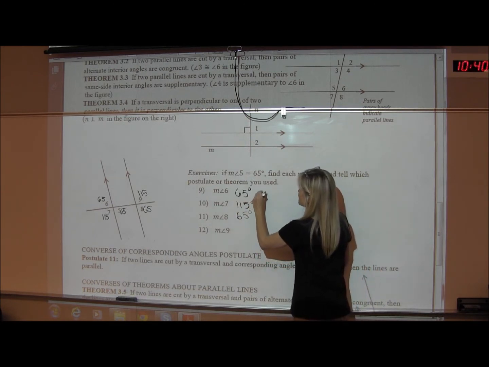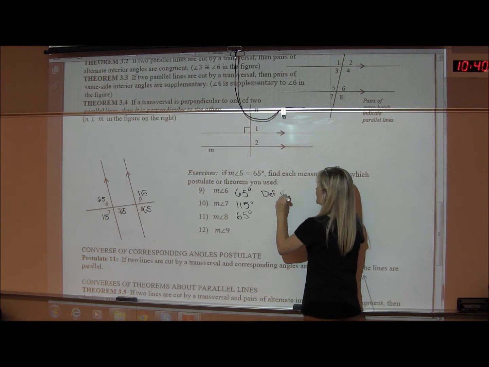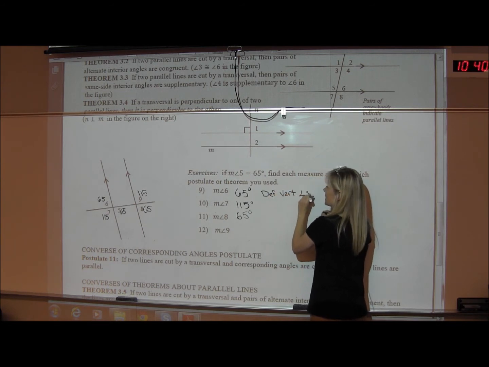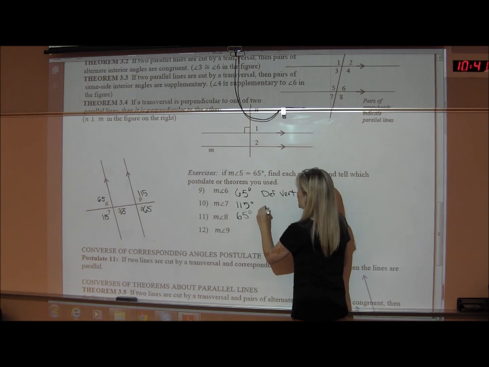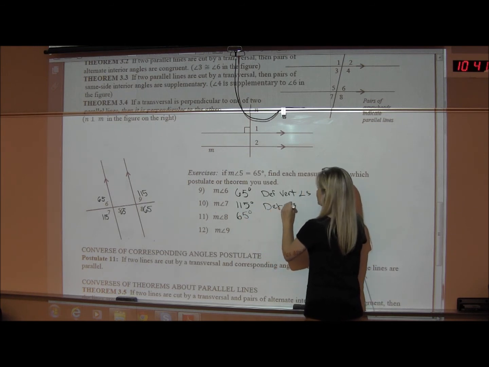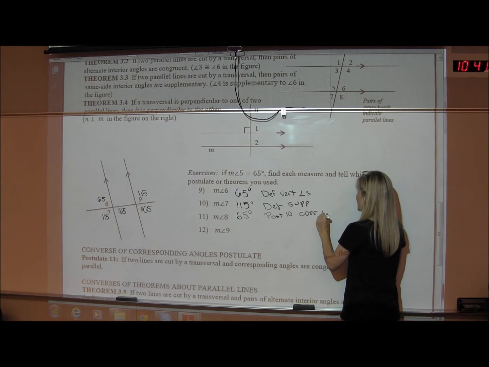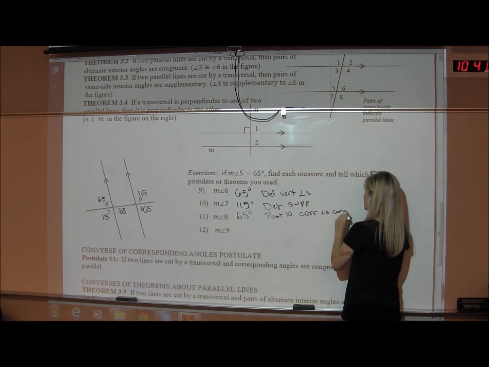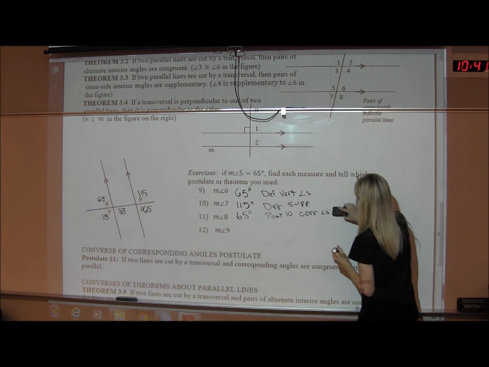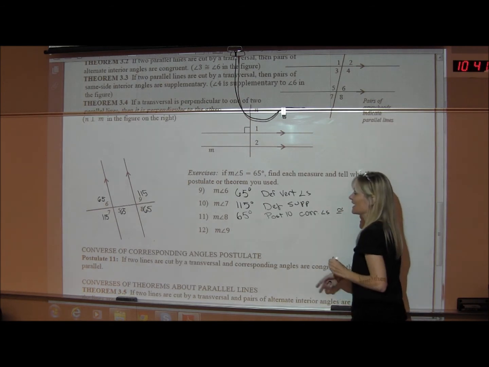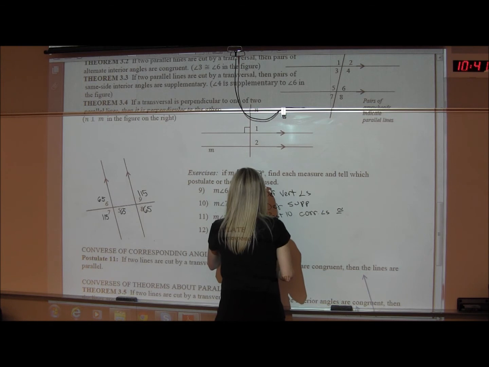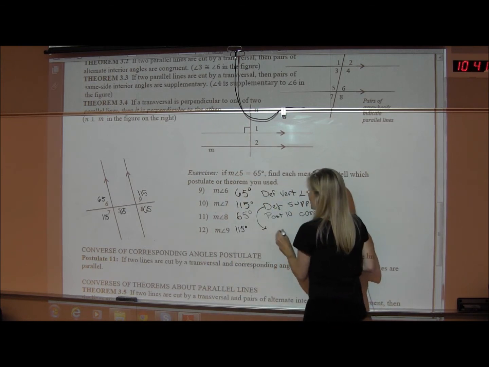Oh, and this said to tell which postulate. So with the measure of angle 6, we used the definition of vertical angles. For the measure of angle 7, we used the definition of supplementary. Here we used our postulate 10, which is that corresponding angles are congruent when you have parallel lines. Let me put the little congruent sign. It's easy. And then the measure of angle 9 was 115. Well, that was the definition of supplementary again.